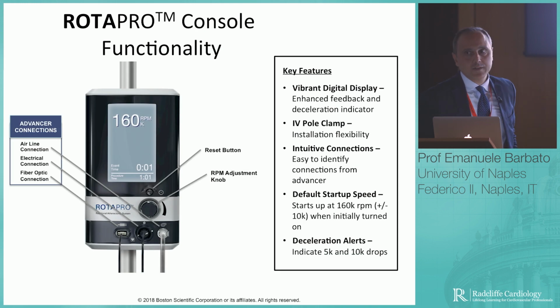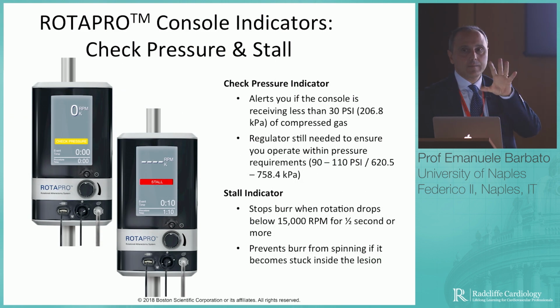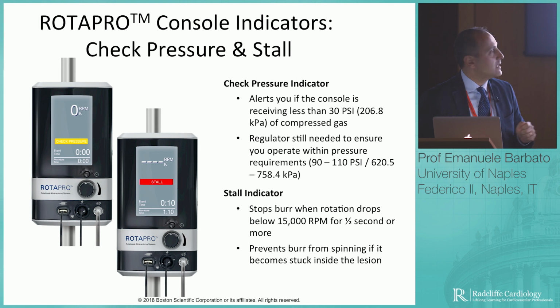I'm sure you have seen it at meetings or at the booth of Boston. It has this new console that can be easily hung on one of the poles on your cath lab table. It gives you this colored alarm. When it's red, it's bad, because it means that the burr is stalled. When it's yellow or green, it means it's almost bad. So be aware that your burr is about to stall.